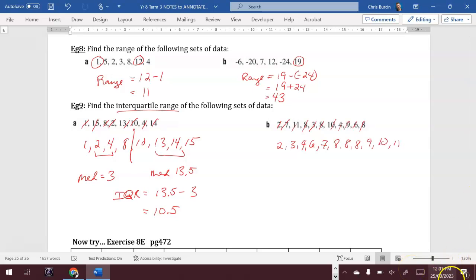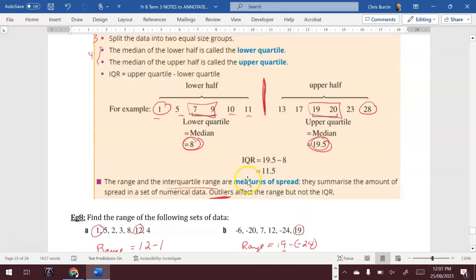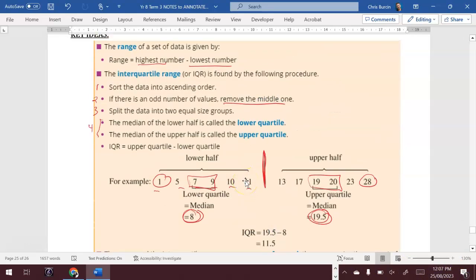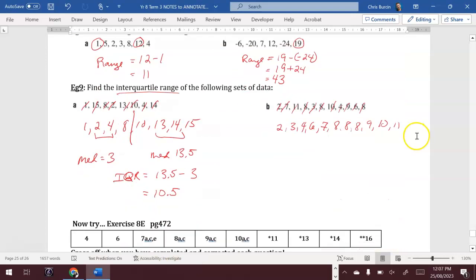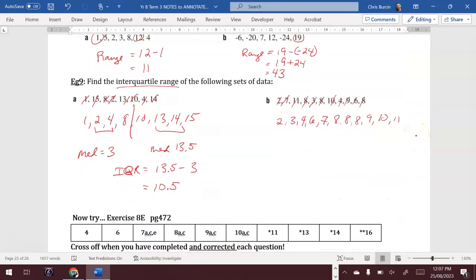So let me go up and check my instructions again. If there's an odd number of values, what do we do? Remove the middle one. Okay, so let's go down. Which is the middle one? 1, 2, 3, 4, 5, 6. 1, 2, 3, 4, 5. So it's this one. All right, next step, I've got to do the median. Okay, because there's 5 on each side, this is pretty easy. So how do I get the interquartile range? The difference between 9 and 4, which is 5. All right, there you go.